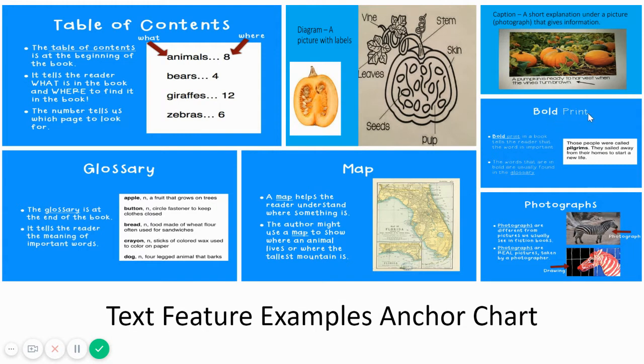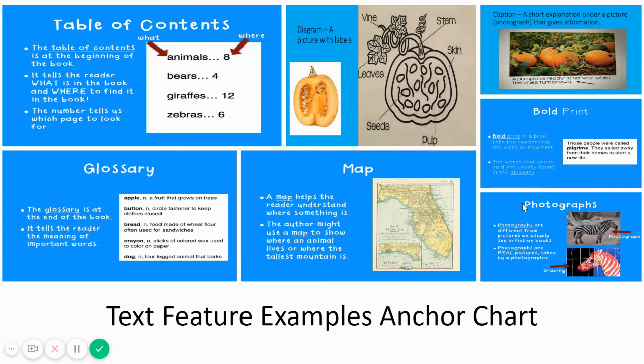Next is bold print. Bold print in a book tells the reader that the word is important. The words that are in bold are usually found in the glossary. If we look closely here, we see that the word pilgrims is bolder and darker than the other words. It is in bold print. That means that this word must be very important.